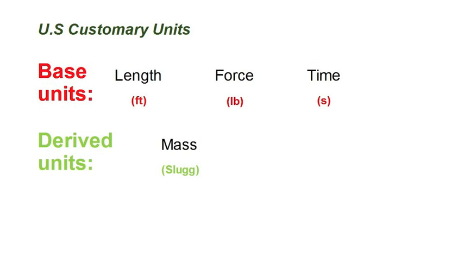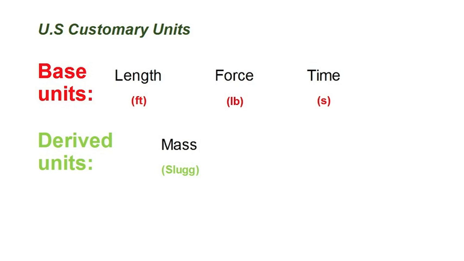U.S. customary units are a system of measurements commonly used in the United States. The U.S. customary system developed from English units, which were in use in British Empire before American independence.